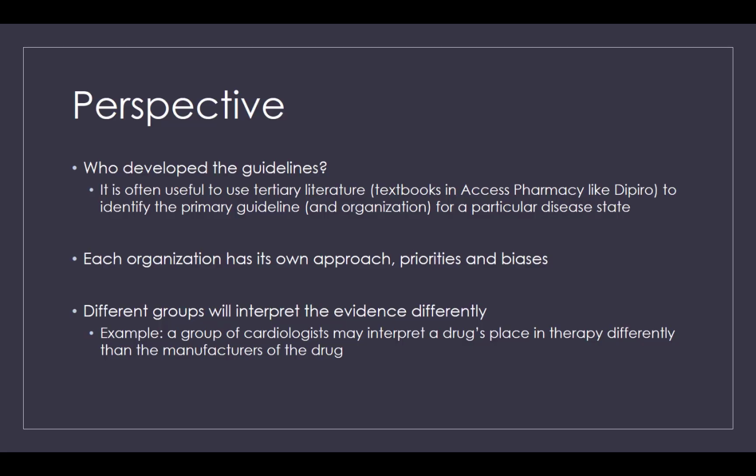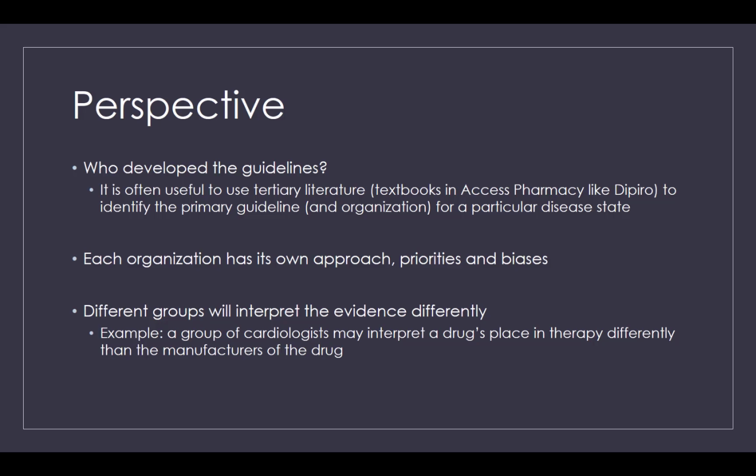And then the last thing that we'll consider is the perspective. So who is developing and writing the guidelines, and why should we trust the recommendations? In terms of how to identify a specific guideline for a disease state, this is just kind of a helpful hint. It's often very useful when you encounter a new disease state as a student to use tertiary literature, which is things like textbooks from Access Pharmacy, like the DiPiro textbook. In those texts, they will often identify the primary guideline and the primary organization that wrote the guideline for a particular disease state. So if you were to look up hypertension in the DiPiro textbook and go to the treatment section, they would talk about the ACC-AHA guideline.